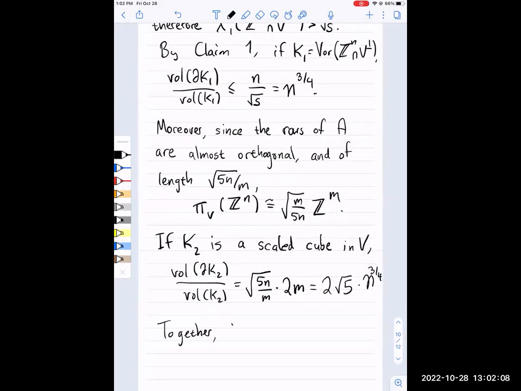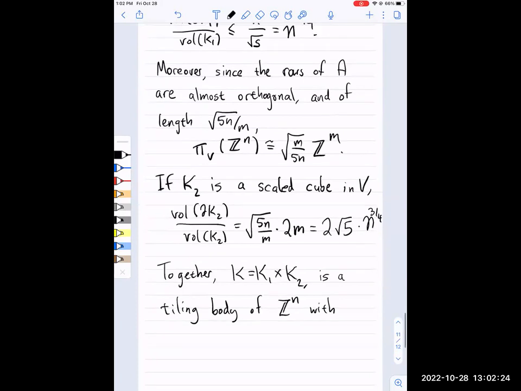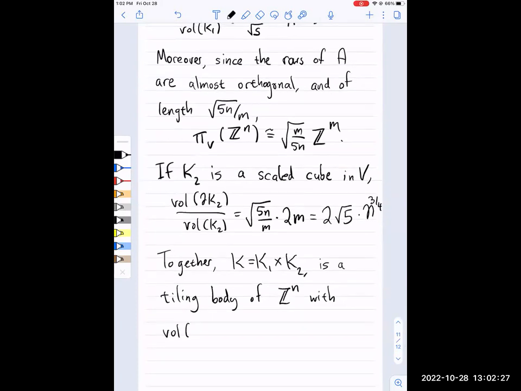Together, K equals K1 times K2. After we lift it, this is a tiling body of Z^n, with the surface area being n to the 3/4. I'm just adding the two up. This is using claim 2, plus 2 square root 5 n to the 3/4, and that's theta of n to the 3/4. So it's not quite square root n. I promised you square root n. This is n to the 3/4.